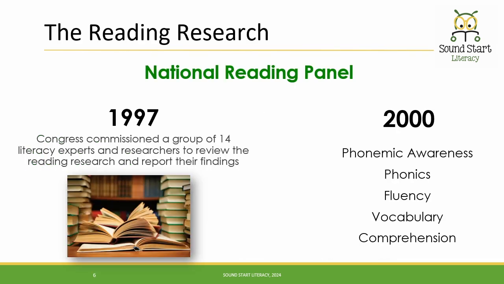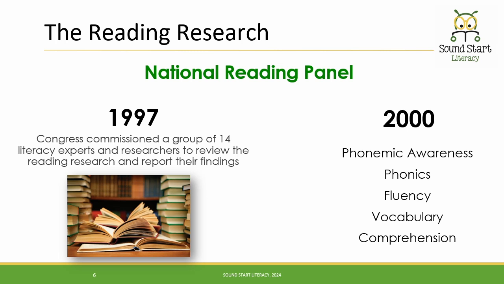How do we know so much about effective reading instruction? Well, reading is one of the most researched topics. Given the state of our nation's literacy, in 1997, Congress commissioned a group of 14 literacy experts to review the decades of research and report their findings. In 2000, they issued their final report, which outlined 5 key components: phonemic awareness, phonics, fluency, vocabulary, and comprehension. Now, the research is ongoing, and we're always learning more and adding to what we know about good reading instruction.